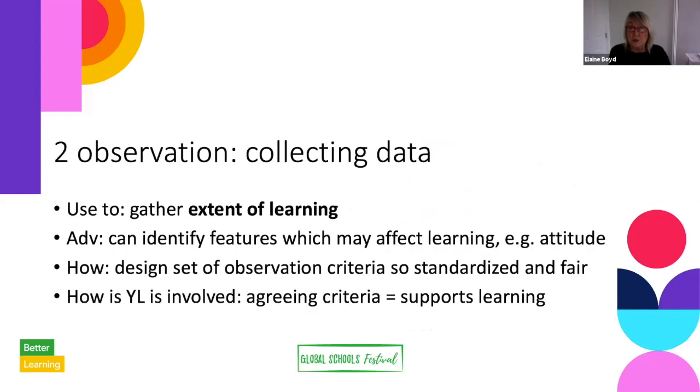So the next thing we said we'd look at is observation, which I'm sure all teachers automatically do every day. When you're doing observation, you're basically collecting data on your students, and you can understand the extent of their learning, how far they've gone in understanding the outer edges of what you're doing. You can identify those earlier features we were talking about, which may be affecting their learning. For example, their attitude, their enthusiasm, their collaboration.